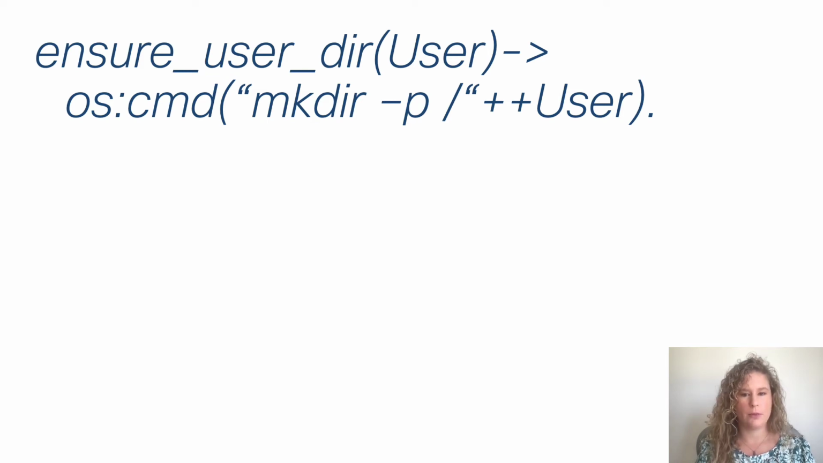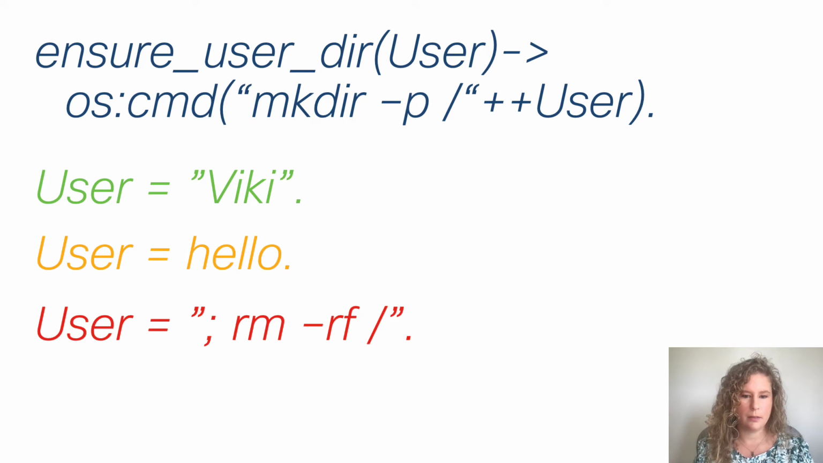And the ensure user dir function is implemented as follows. Take the username given as input and ensure that the directory named after the user exists in the root directory. We know how to do this in Unix, and of course we know about OS command. So the implementation of this function becomes calling OS command with a prepared string. If the user is the wiki string, this works as expected. If the user is a hello atom, then well, it's going to crash. Fine. But if the user is the following string, semicolon rm -rf /, then something terrible is going to happen.